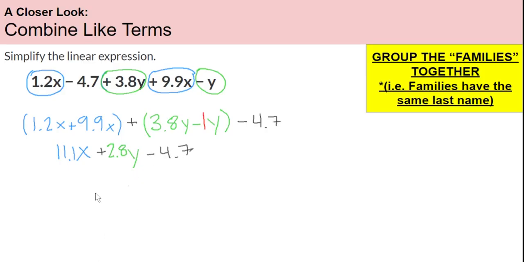So here it is. We've simplified the expression: 11.1x plus 2.8y minus 4.7. You cannot do anything else. Leave this alone. That is it.